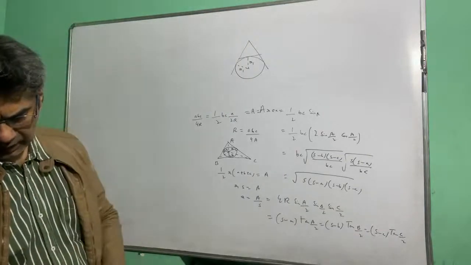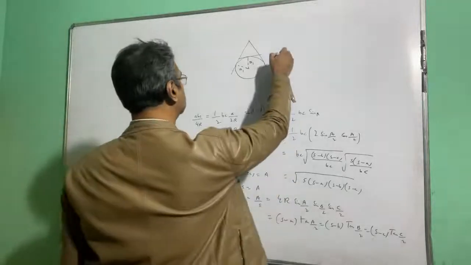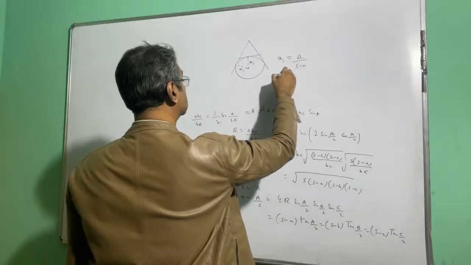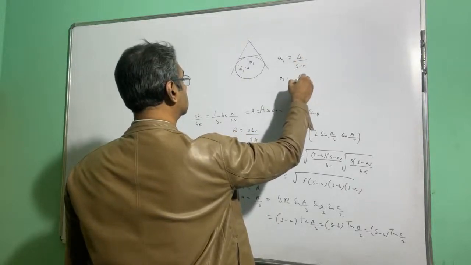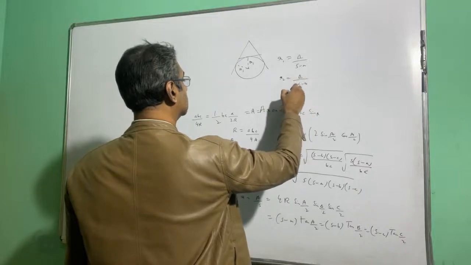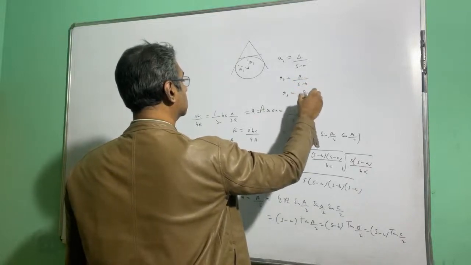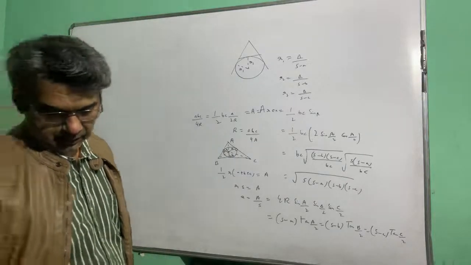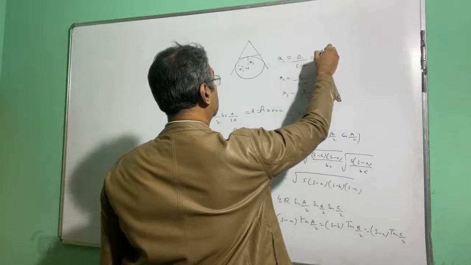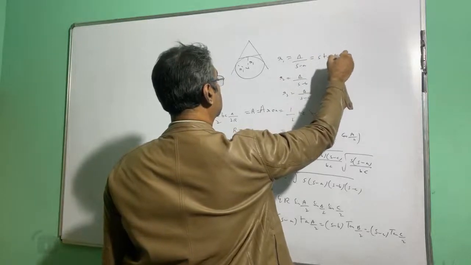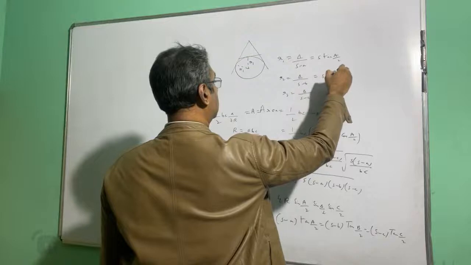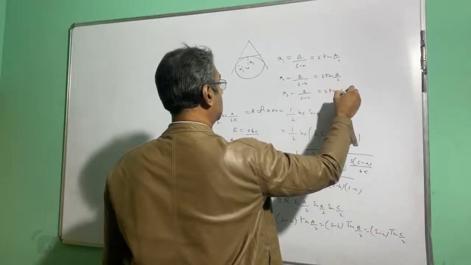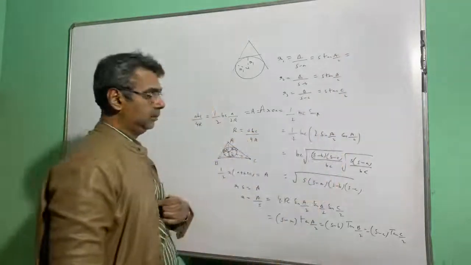Now regarding the escribed circle, r1 is area by (s minus a). So this is s tan A by 2, s tan B by 2, s tan C by 2.